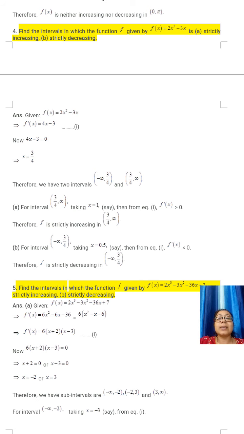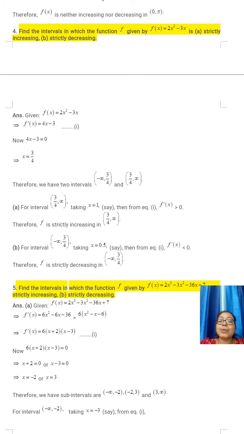So f(x) is given here as 2x^2 - 3x, and the derivative f'(x) is 4x - 3. Now if 4x - 3 is equal to 0, we are getting x = 3/4. So we get two intervals on the real line, that is minus infinity to 3/4 and 3/4 to infinity. In 3/4 to infinity, if we take the value 1 here, then f'(x) is more than 0.